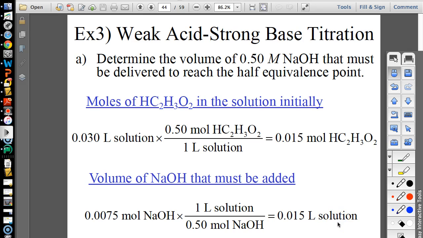Do y'all have this written in your notes? Is it already written down? Yeah, you might want to write it down. Some of your practice problems have half equivalence things.